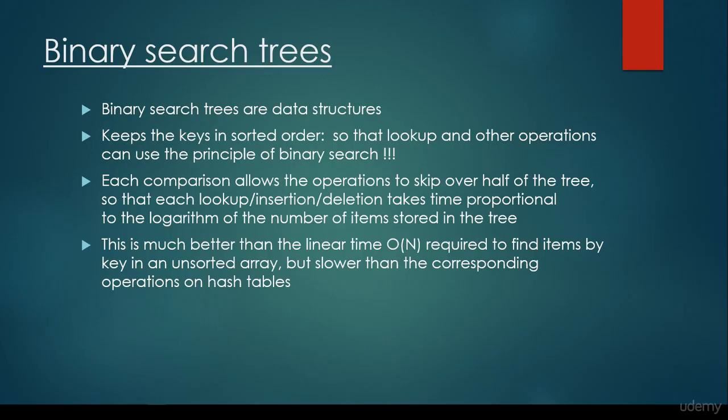So, just to summarize again, binary search trees are data structures, so we are able to store data in a binary search tree. And it keeps the keys in sorted order so that lookup and other operations can use the principle of binary search. Each comparison allows the operations to skip over half of the tree so that each lookup or insertion or deletion takes time proportional to the logarithm of the number of items stored in the tree. So this is the O(log n) running time complexity. And this is basically much better than the linear time, so the O(n), required to find items by key in an unsorted array, but slower than the corresponding operations on hash tables.